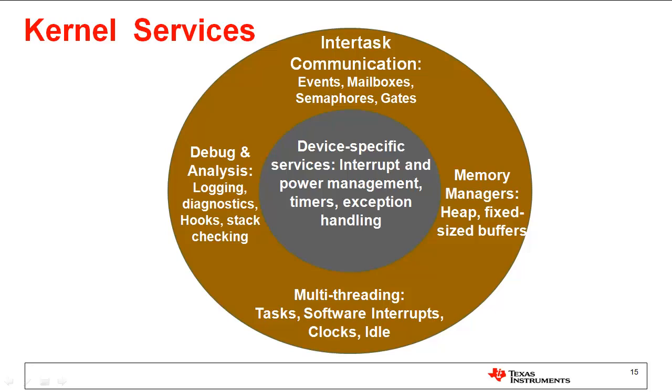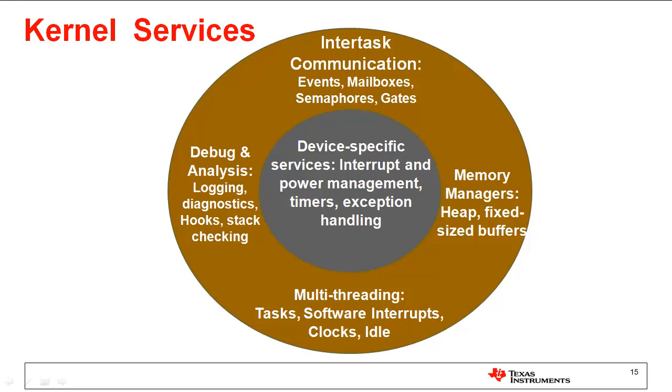The kernel services really consist of two forms. One is a set of device-specific services, and these services will vary a little bit by device. So we have interrupt management, which of course is available on every single device, and we also have timers, which again are available on every single device. Then we have some other device-specific services such as power management, which will be available on some devices that support power management, but not on others.